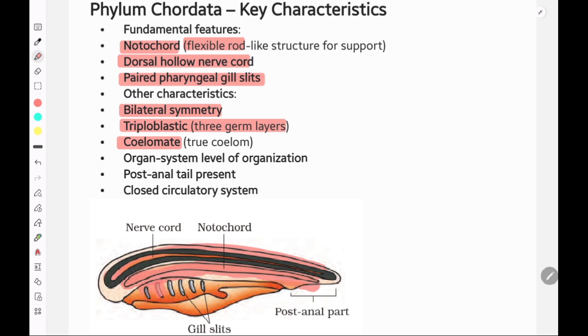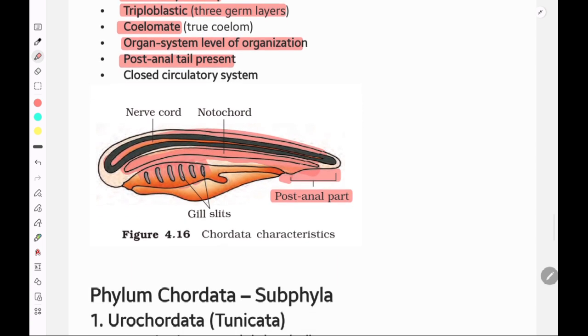These are the gills which are present in the pharynx. They have an organ system level of organization, and they have a post-anal tail. This is the anal region, and after this there is a part known as the post-anal part. They have a closed circulatory system.